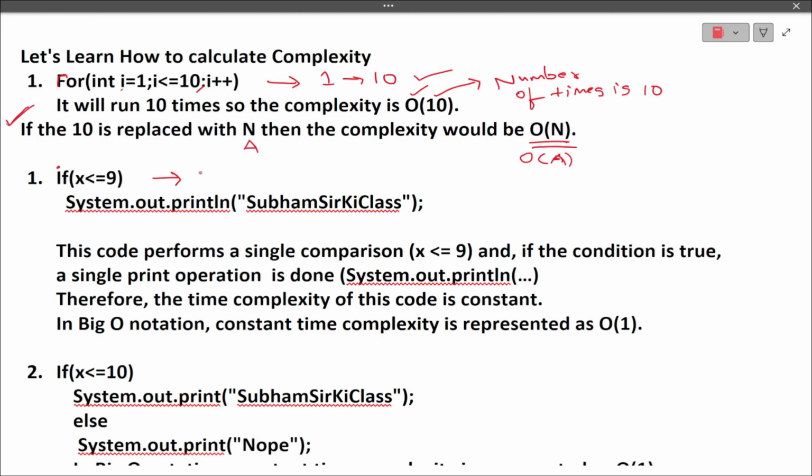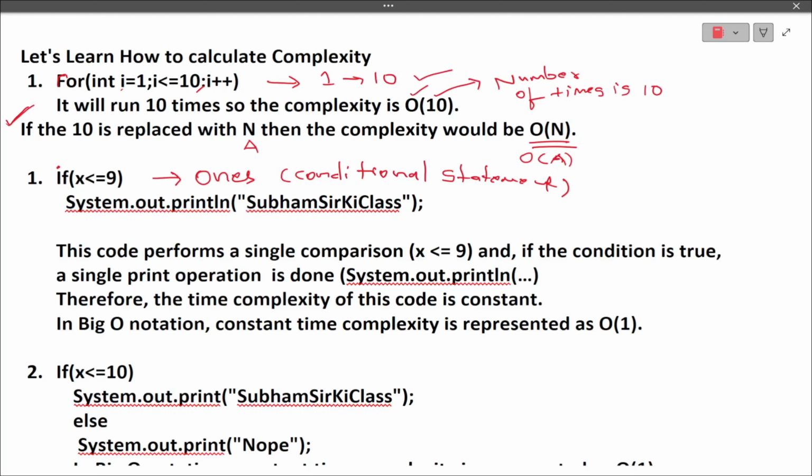Once. Because dear, this is a conditional statement, this is not a loop. The previous one was a loop. That's why we said that it will work for 10 times, and if it is replaced with n, then it will work for n times. But here the question is something different.